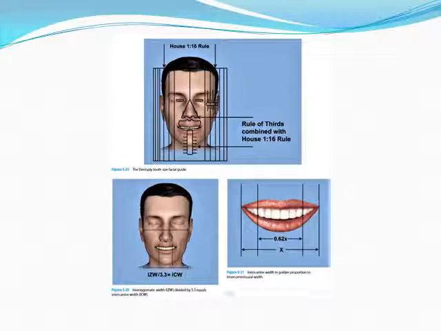Also, the intercanine width in golden proportion relates to the intercommissure width. As you see here, if the intercommissure width is x, the intercanine width will be 0.62 multiplied by the intercommissure width.